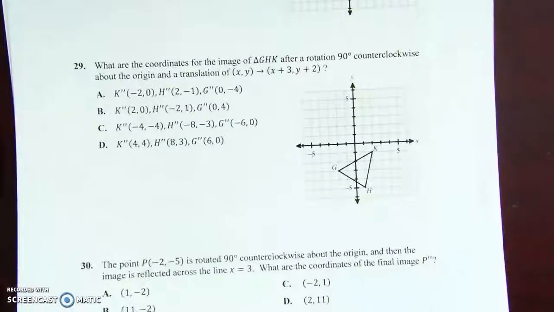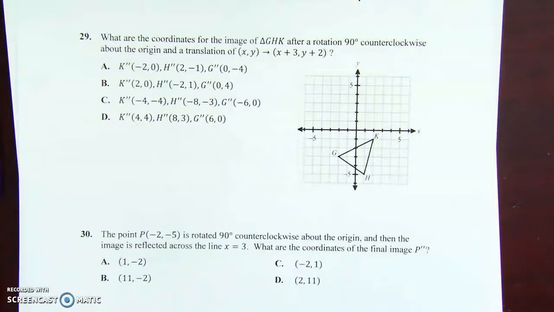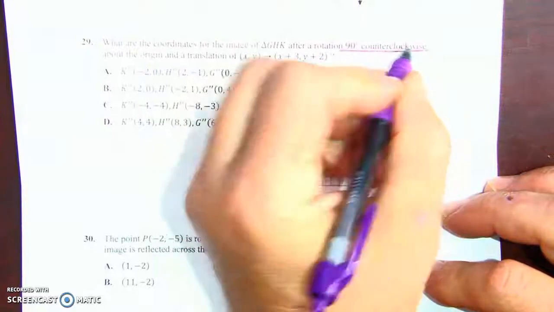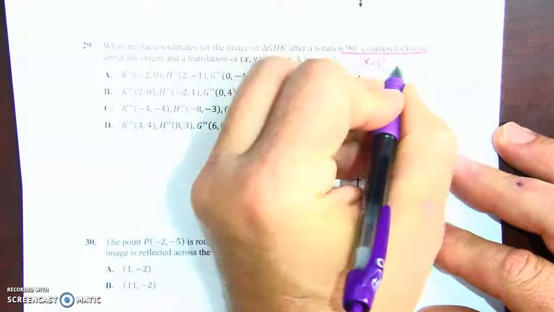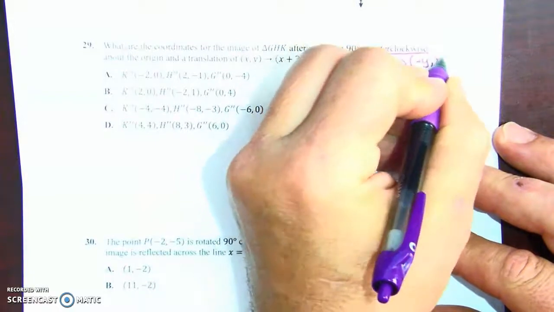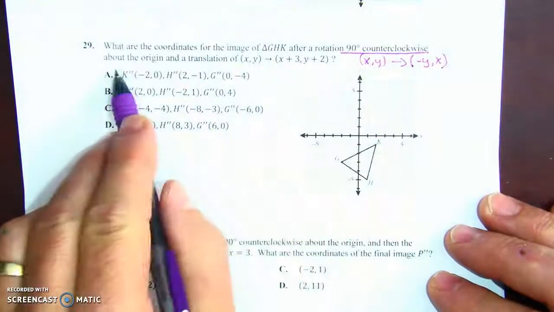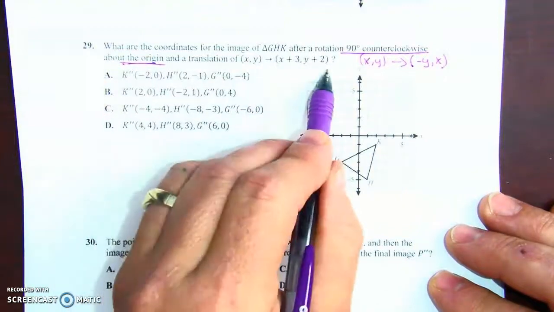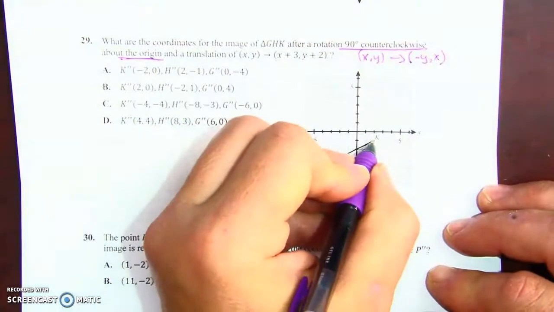Question number 29. Here we go. It says again, what is the coordinate of the image of this, rotate again 90 degrees counterclockwise. So our counterclockwise rule again is x, y, and y changes to its opposite, and they switch spots. Okay, so again, I would just concentrate on the translation, and then the rotation, and then about the origin, which is nice. We don't have to do anything about that. And then we have to add 3 and add 2 to each one of the coordinates to get where we want to.